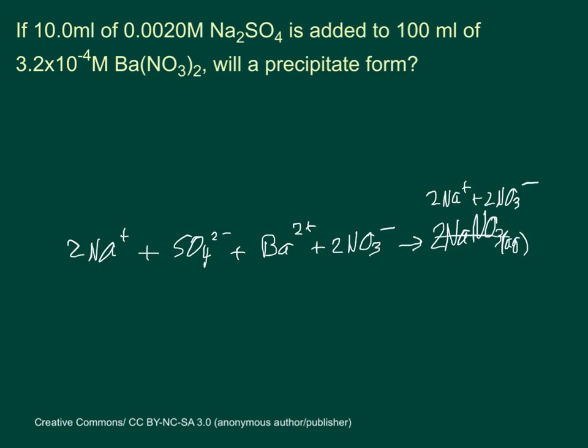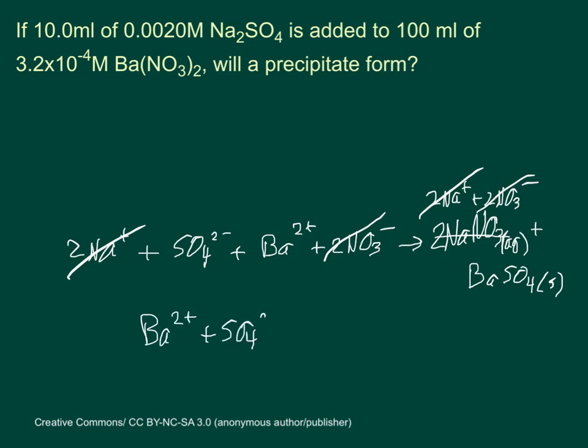And the other one is plus BaSO4, barium sulfate. That will be a solid, and now when we take a look at this, those are gone, those are gone. So here's our net ionic reaction. It's Ba2+ plus SO4 2- going to BaSO4 solid. Okay, so we now know what we're looking for.